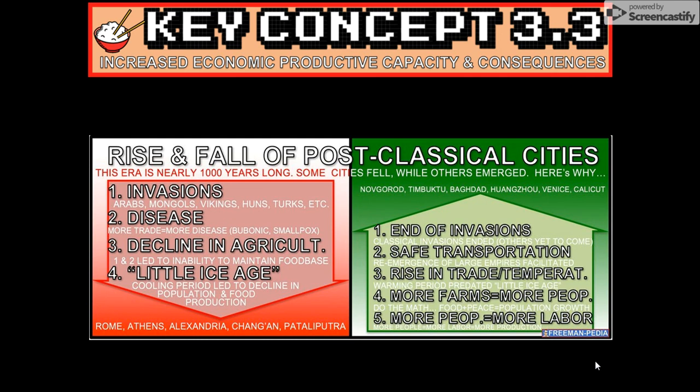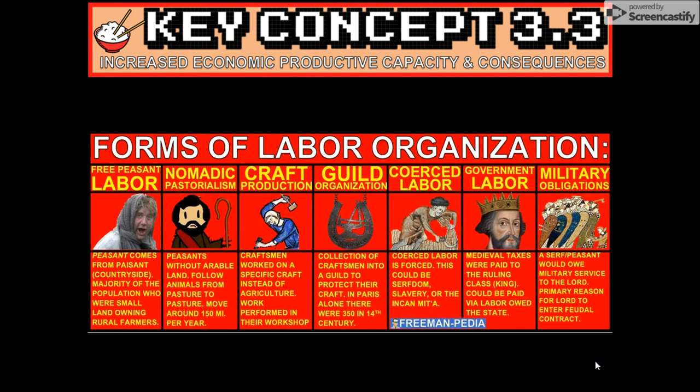But then by the end of the post-classical period, mainly, but then throughout it, you see cities start to rise because they're not being invaded anymore. It's safer. There's a rise in trade. There are new crops available, so more food means more people. You have more labor, and so you have more people to do all these different jobs.